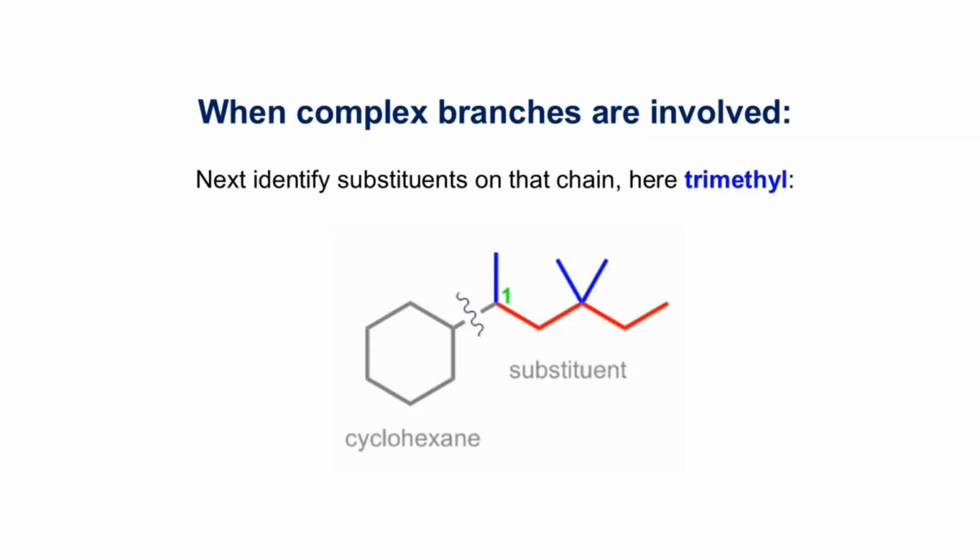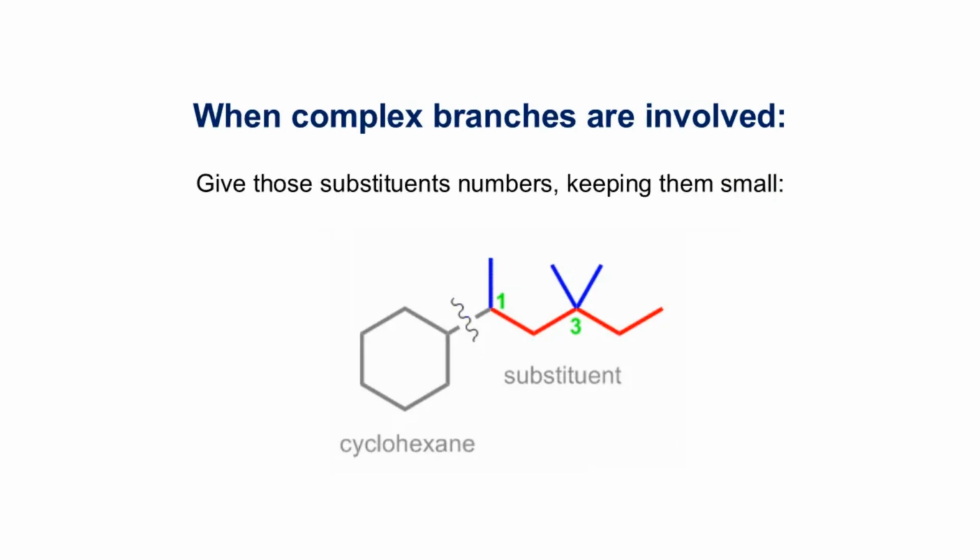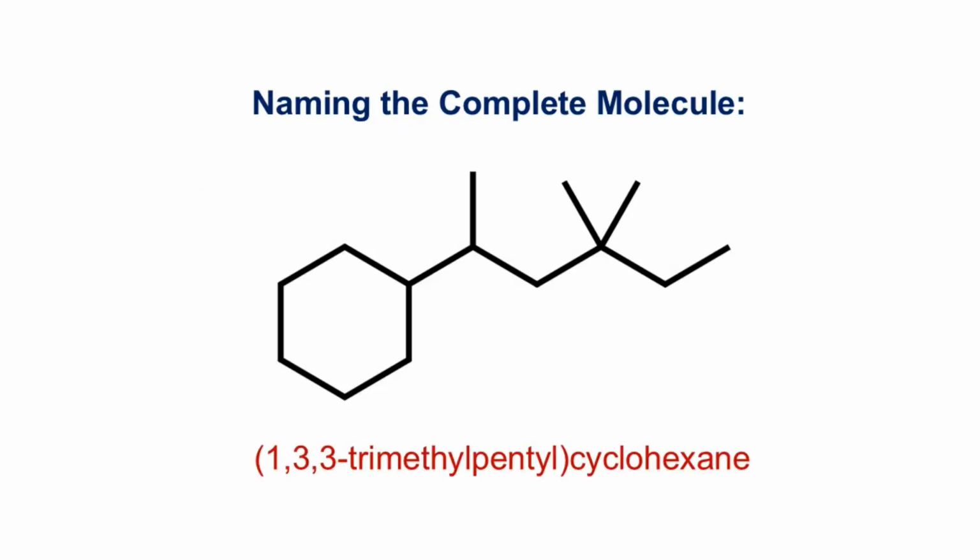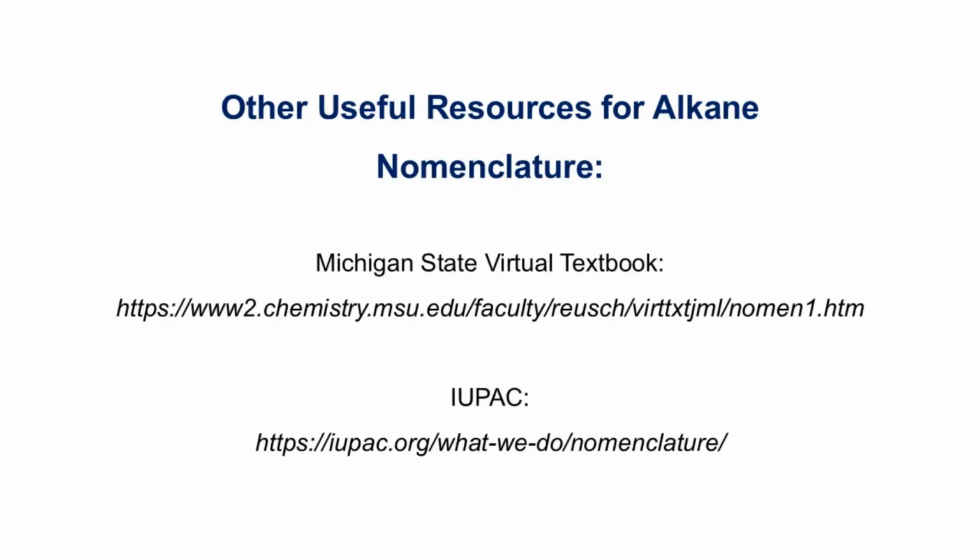The substituents within the substituent must then be dealt with. Here there are 3 methyl groups attached, so trimethyl is used. Numbering away from the attachment point, the methyl groups are at C1 and C3. To complete the name, we put the substituent in parentheses to keep it tidy, and then end with the parent cycle. Becoming fluent in alkane nomenclature will set the basis for adding functional groups later.